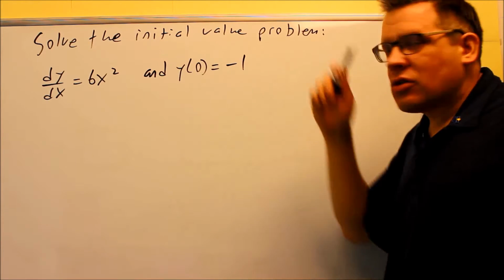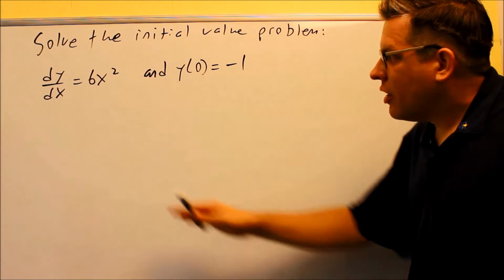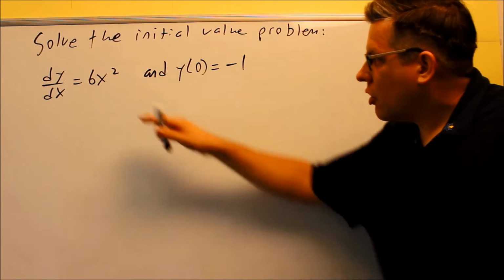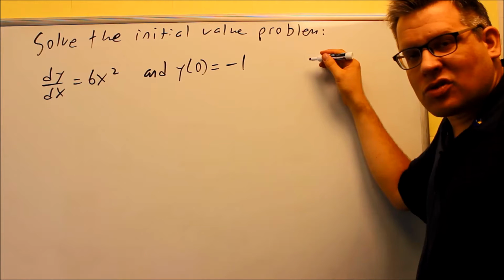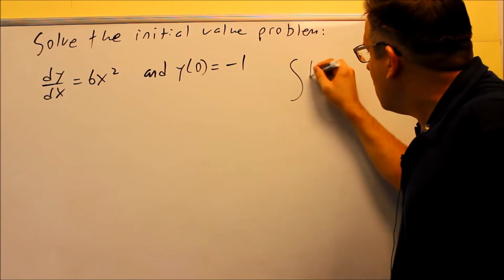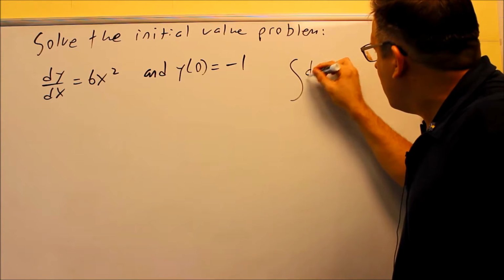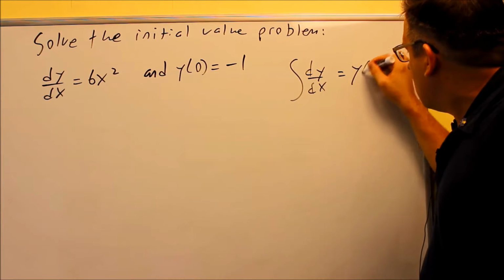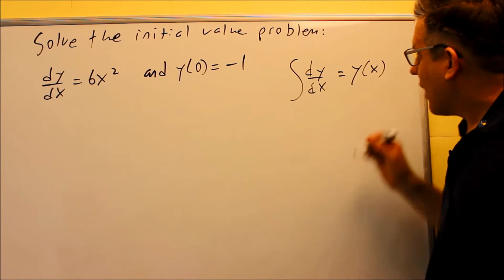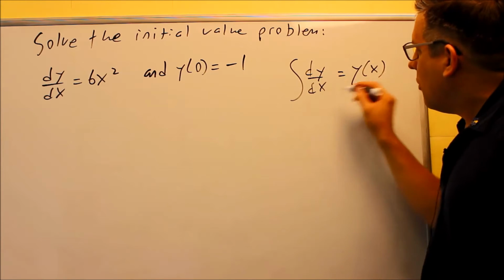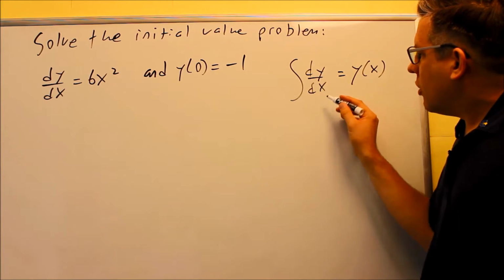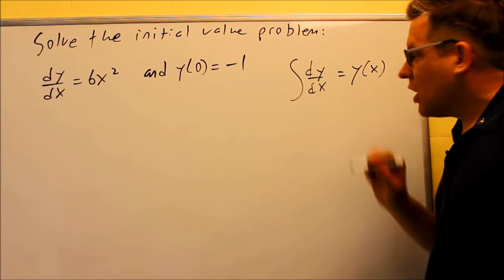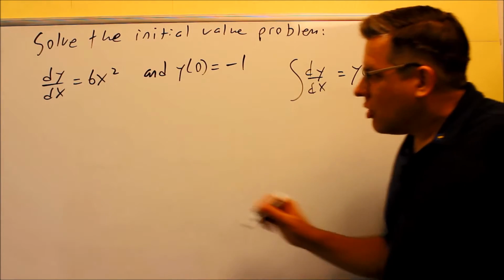When it says solve the initial value problem, what is it asking for? They want you to find the original function. They want you to find y of x. One thing we should know, I'm going to do this off on the side, is that if I take the antiderivative of dy dx, that gives us y of x as a result. So we basically take the antiderivative of both sides, and we know that's going to give us y of x. Let's do that on this one.